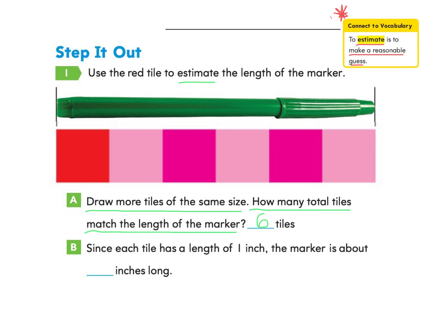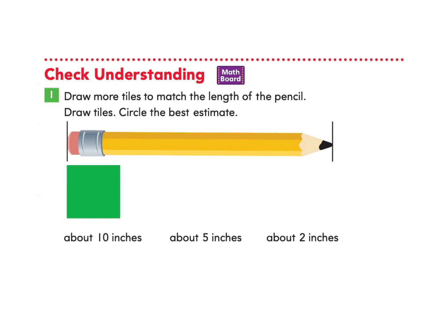And then I'm going to look at part B. Since each tile has the length of 1 inch, the marker is about, we can say, 6 inches long, because we know that each tile is the length of 1 inch. Great job. Now let's look at Check Understanding.